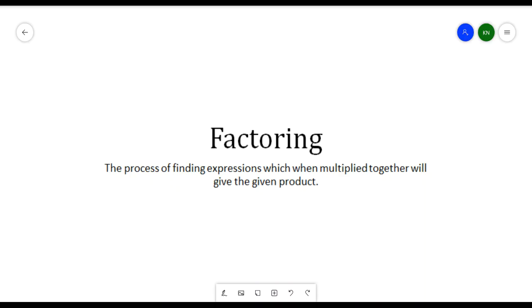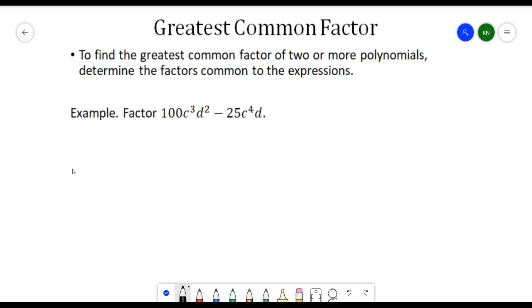Hello everyone, so in this video we will be discussing factoring. Factoring is the process of finding expressions which, when multiplied together, give the given product. From the example here, we have to factor 100c cubed d squared minus 25c to the 4th d.